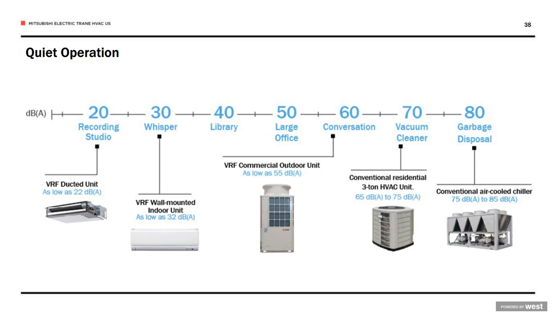The conventional air-cooled chiller is going to be roughly 80 dBA. The condensing unit at your house is roughly 65 dBA. Our commercial outdoor unit, 55 dBA. It's about the level of a human conversation. The indoor units, 32 dBA, and the ducted units are near silent. In many cases, we've done projects in Chicago where it was a recording studio, and that was priority number one. The system had to be silent.